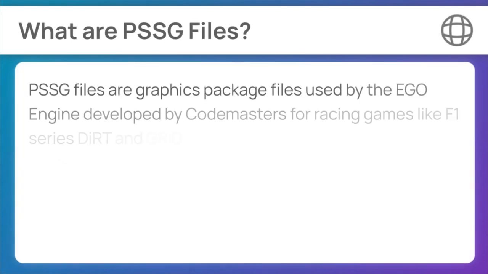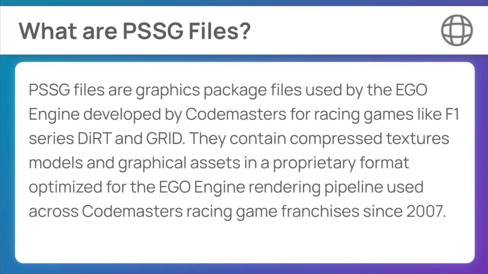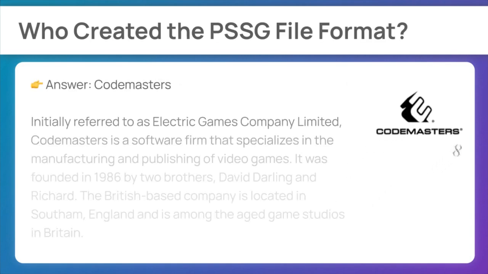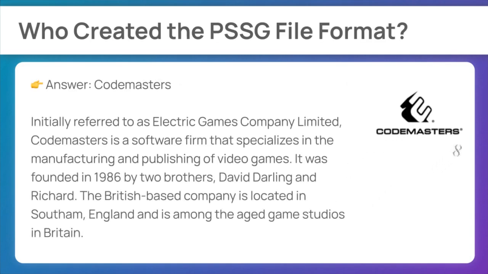PSSG files are graphics package files used by the Ego engine developed by Codemasters for racing games like F1 Series, Dirt and Grid. They contain compressed textures, models, and graphical assets in a proprietary format optimized for the Ego engine rendering pipeline used across Codemasters racing game franchises since 2007.